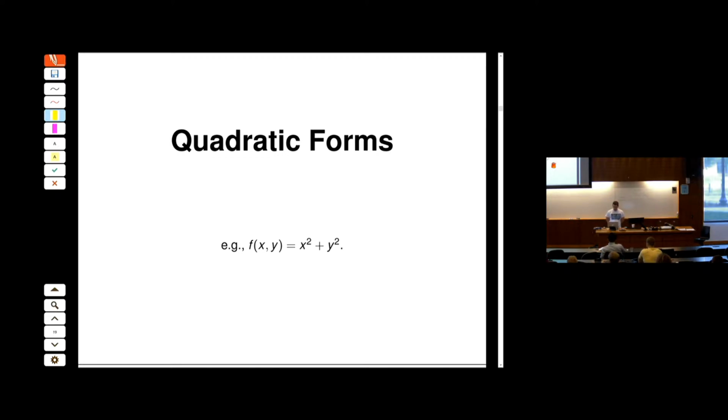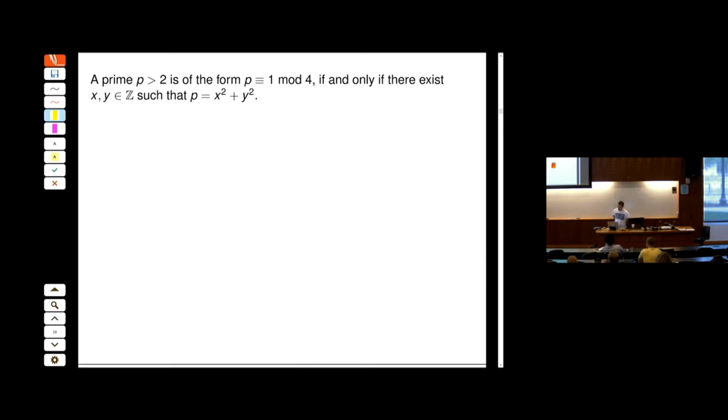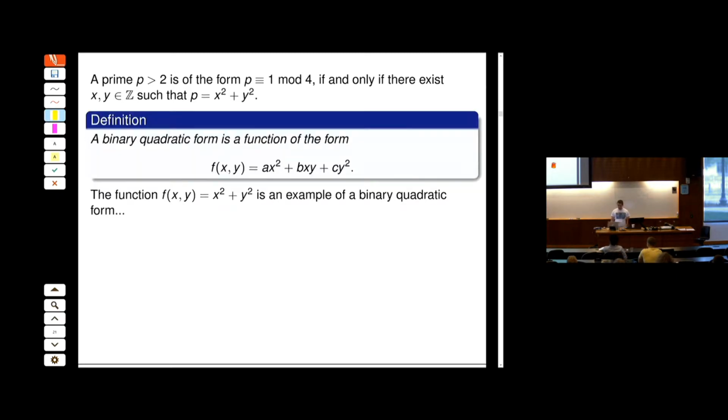So as I said, this is my more algebraic form of arithmetic statistics. As I was just saying, a prime is of the form 1 mod 4 if and only if there are two integers whose sum of the squares is p. And that is an example. X squared plus y squared is an example of a binary quadratic form.